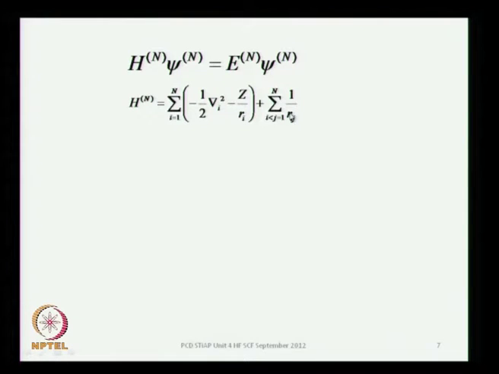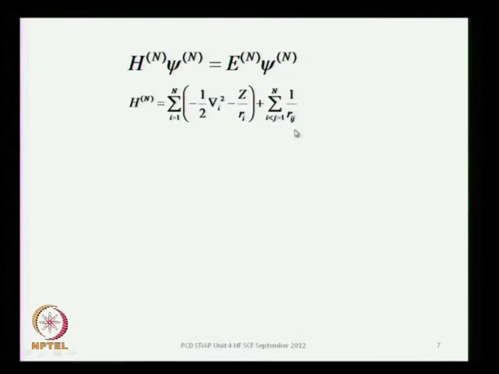So between the ith and the jth electron there would be the 1 over Rij Coulomb repulsion, and you must sum over all the i and j, i not equal to j, right. So this is the Coulomb repulsion between every pair of electrons. So this is your n electron Hamiltonian.